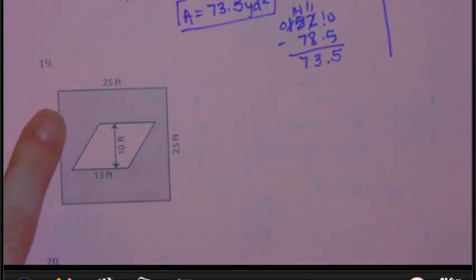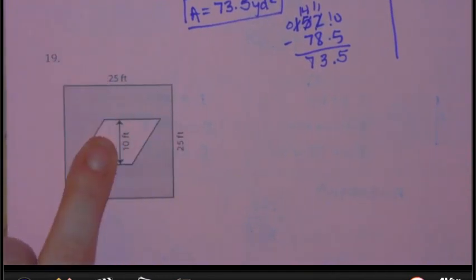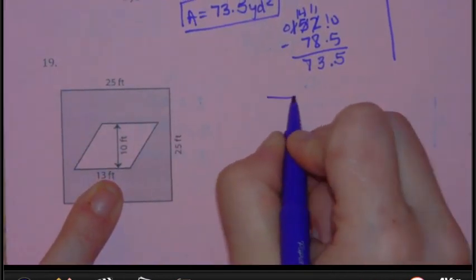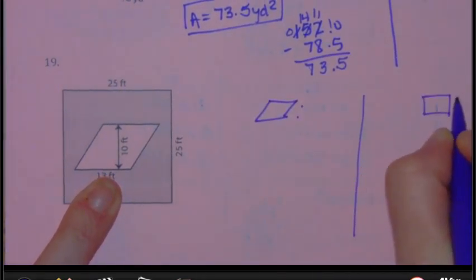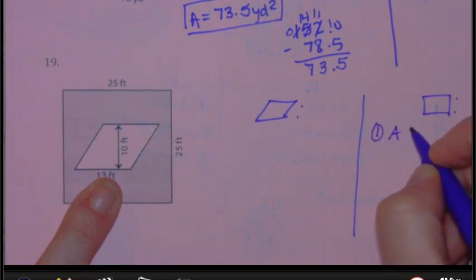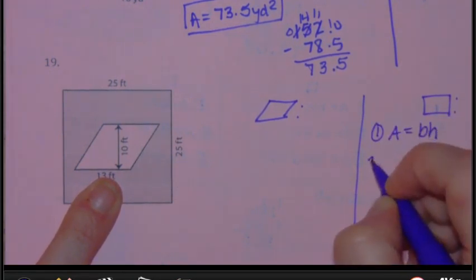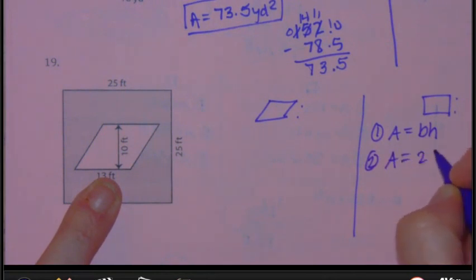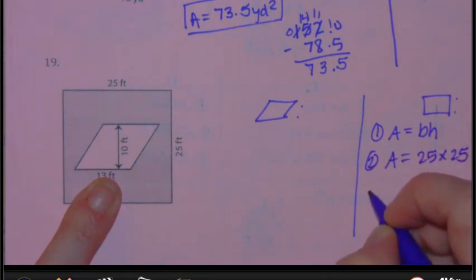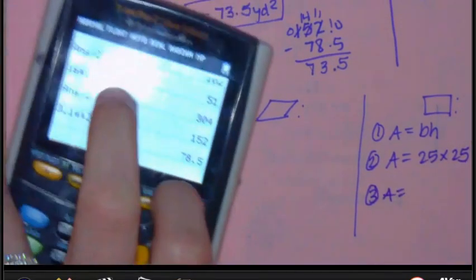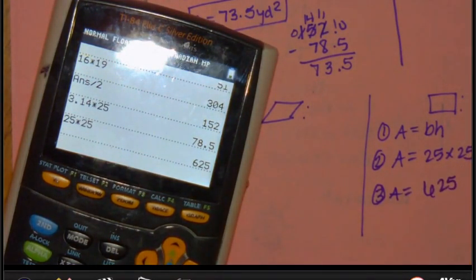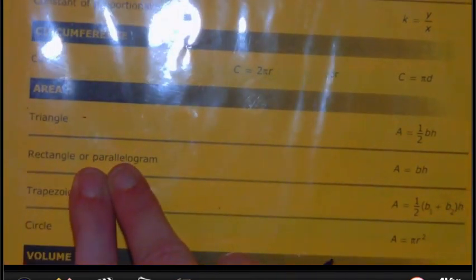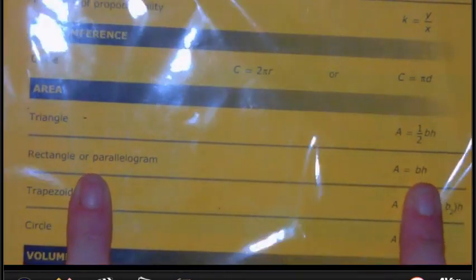All right, number 19. I have a square, 25 by 25, and a parallelogram. All right, so our parallelogram and our square. Let's go ahead and do the square first, since we've had him before. To have area is equal to base times the height. Area is equal to 25 times 25, 625.